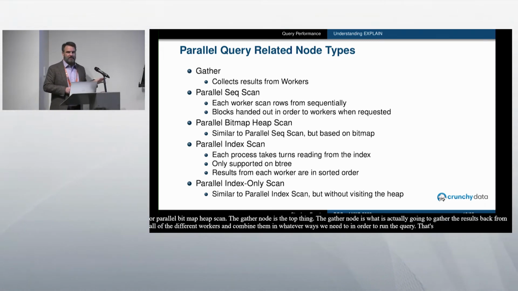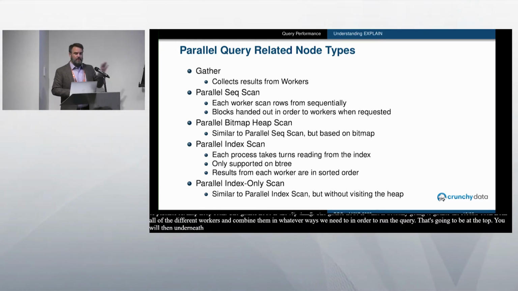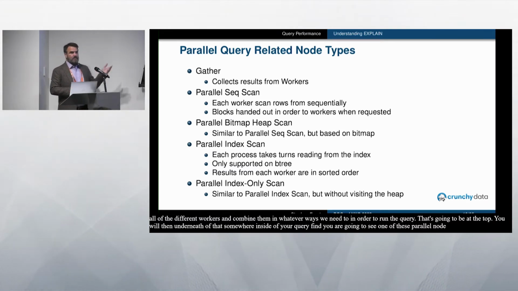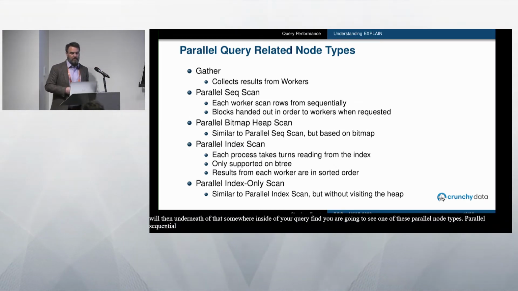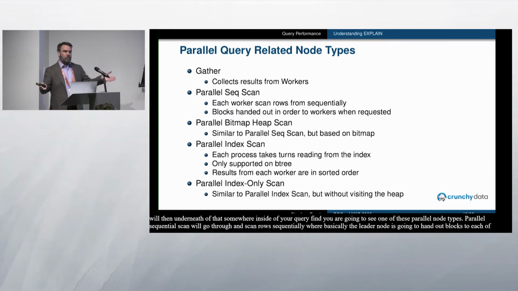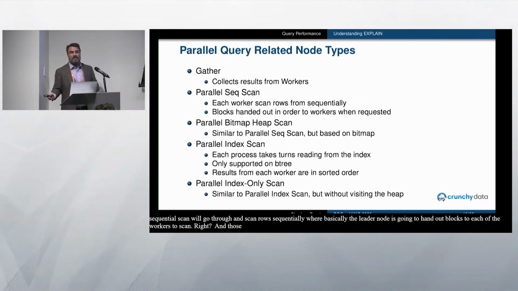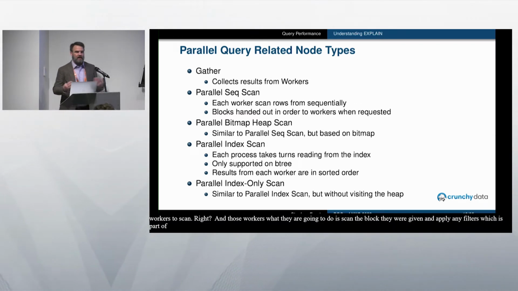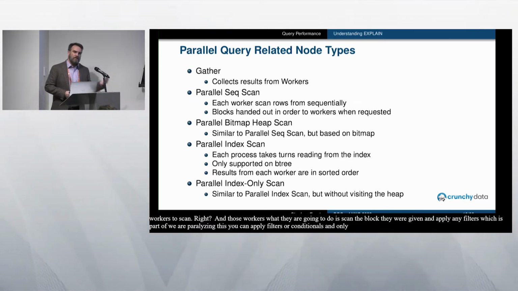Underneath of that, somewhere inside of your query plan, you're going to see one of these parallel node types. Parallel sequential scan will go through and scan rows sequentially, where basically the leader node is going to hand out blocks to each of the workers to scan, right? And those workers are going to scan the block that they were given, apply any filters, which is part of how we're parallelizing this, in that we can apply filters or conditionals to eliminate rows and only pass back to the leader the rows that actually pass those conditionals.